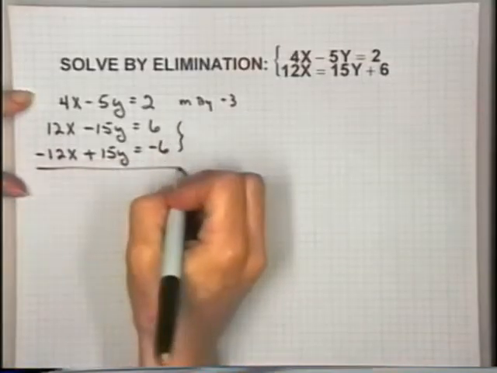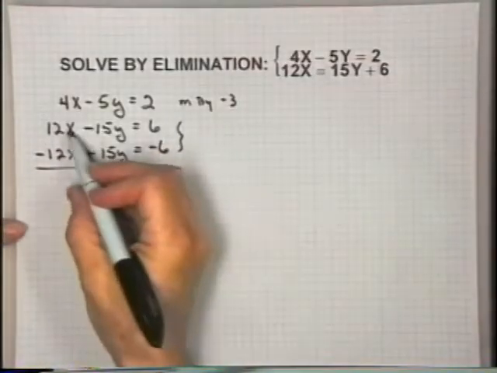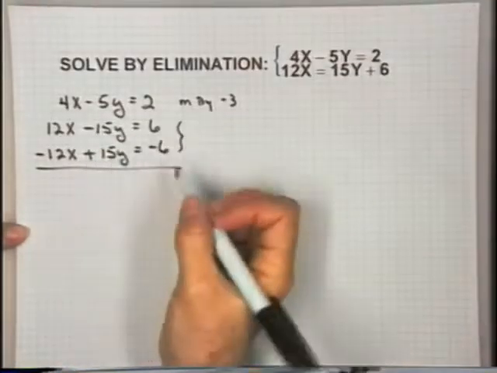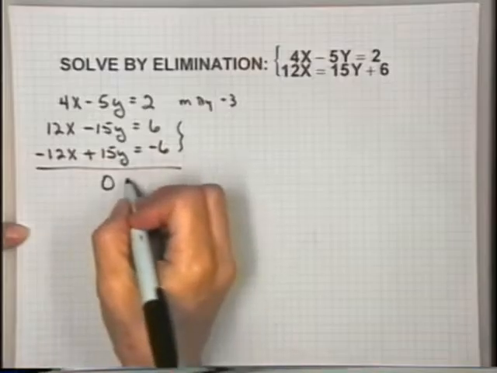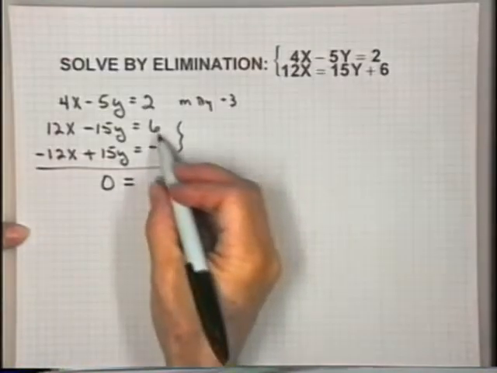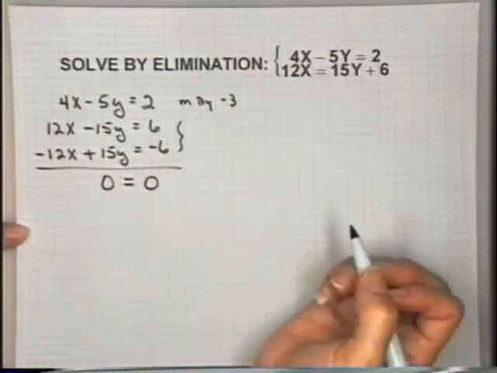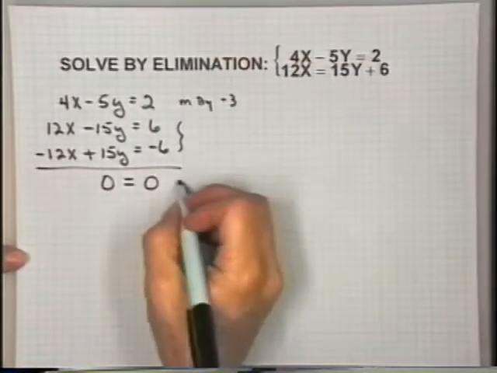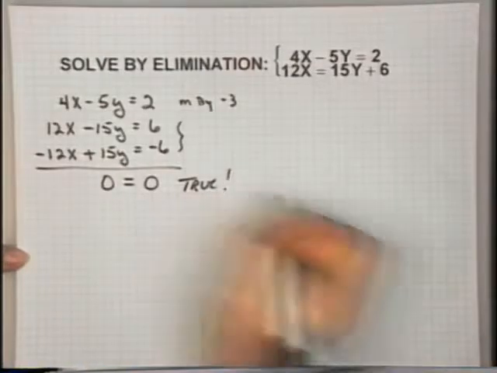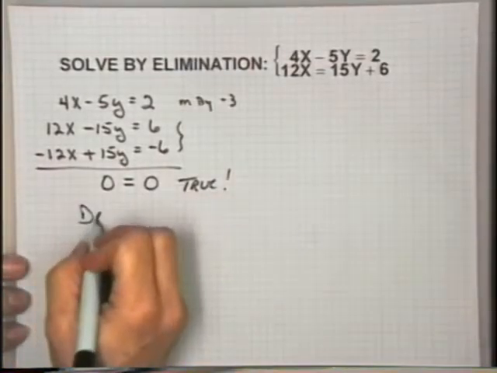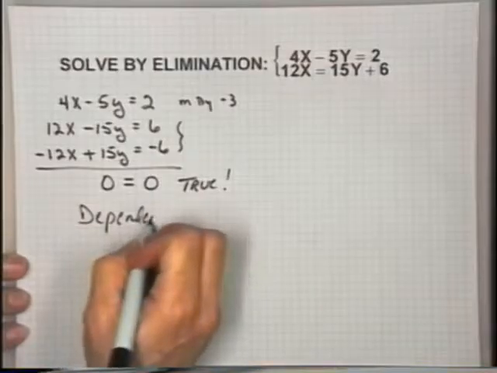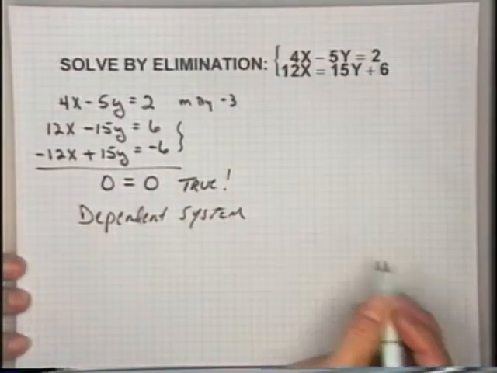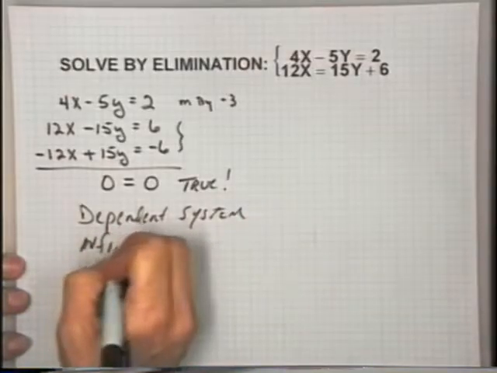Now I'm going to add these two equations here. 12x minus 12x is 0x. Negative 15y plus 15y is 0y. I have 0 on the left. 6 minus 6 is what? Also 0. What happens if our variables completely drop out, but what we have left is true? This is a dependent system. We have infinitely many solutions.